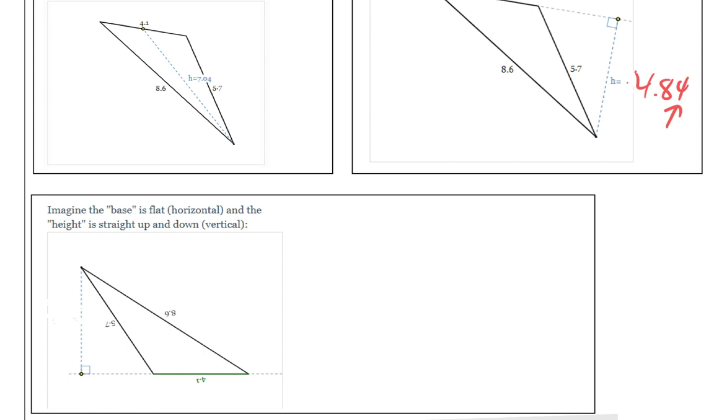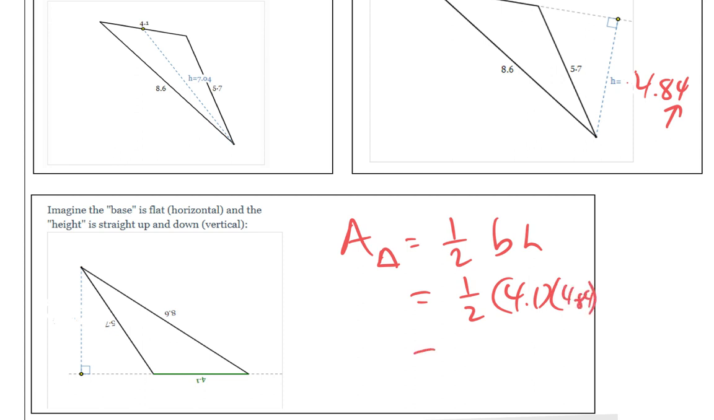All right, so now that we know that, we're going to say our area of a triangle is going to be 1/2 times the base times the height, right? So it's going to be 1/2 times our base of 4.1, right, times our height of 4.84. So that's going to give us a full area of 9.922 units squared. All right, whatever those are.